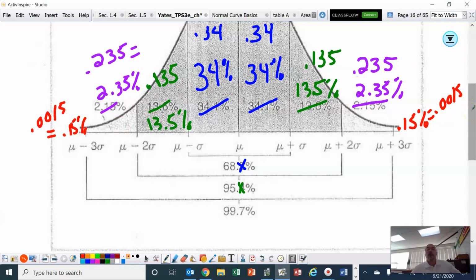All right, so you can either use the old one or go with the 68, 95, 99.7, and then you have to adjust a little bit. And I would memorize these. Again, from the mean, 1 above is 34%. From 1 above to 2 above, that's 13.5.